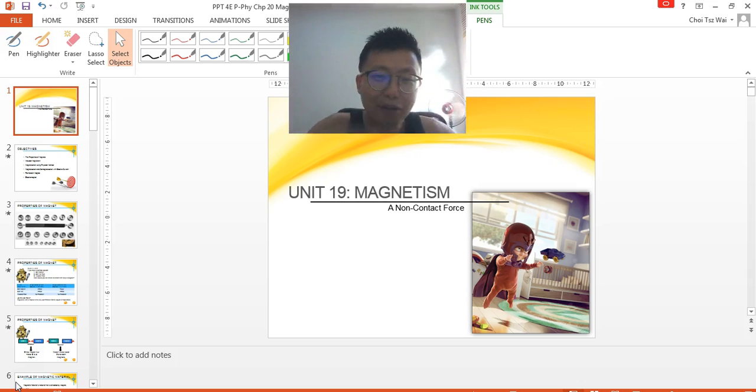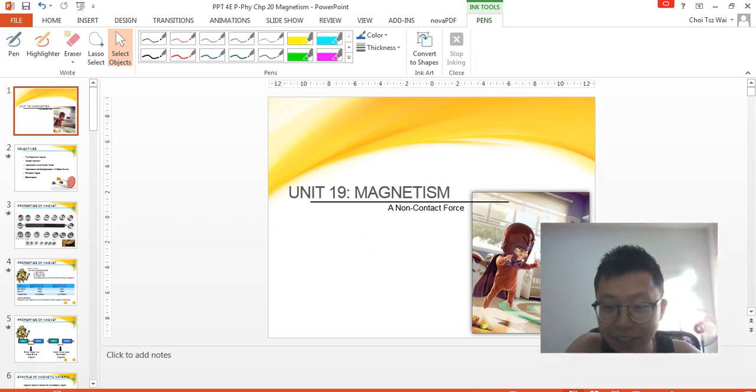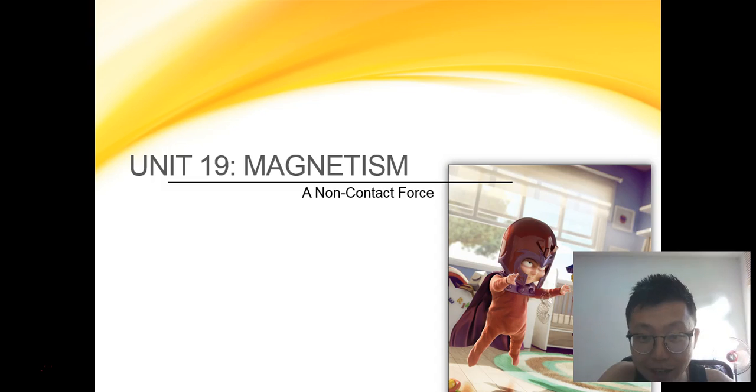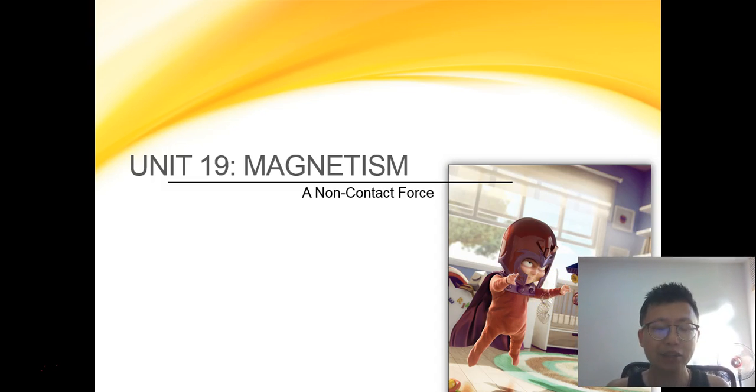Okay, without further ado, let's begin our chapter. I will minimize this and maximize my very cute magneto baby. Okay, magnetism. Before I go on and discuss magnetism, do you know who invented the magnet? Any idea? Actually, it's a trick question. No one invented the magnet. Actually, the magnet was found.